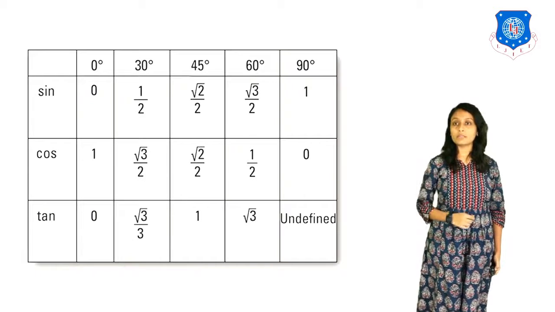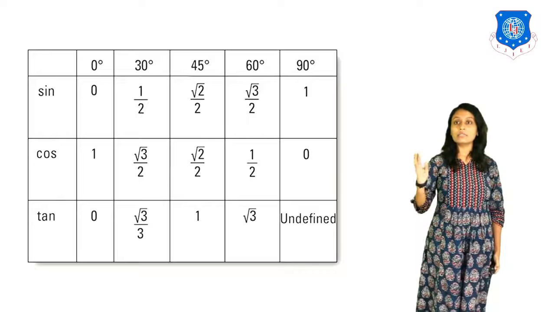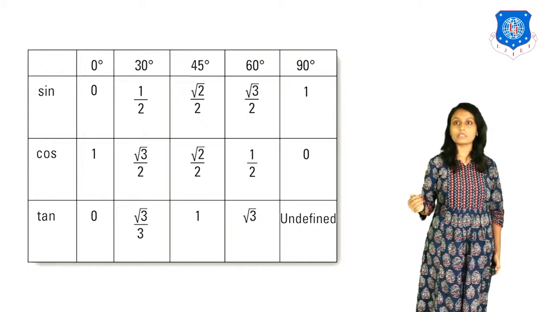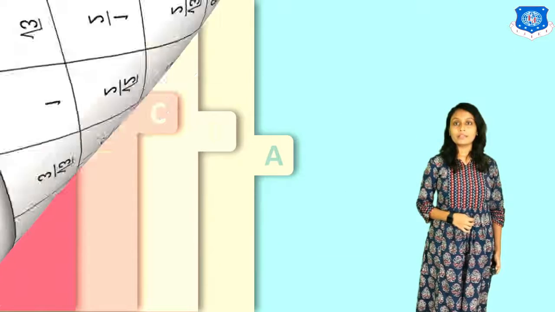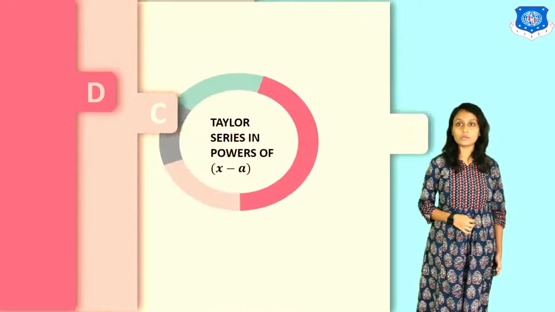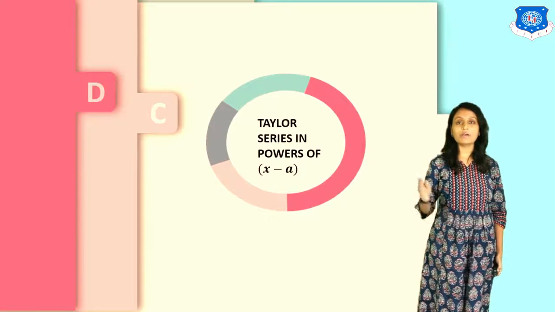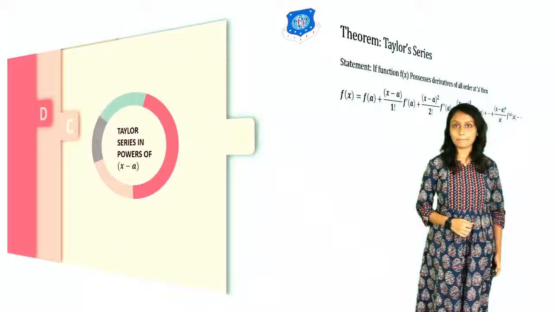Now you have to also remember this table, which consists of the values of the functions sine, cos and tan at the angles 0, 30 degree, 45 degree, 60 degree and 90 degree. Now let's begin with the first one, that is Taylor series in powers of x minus a.